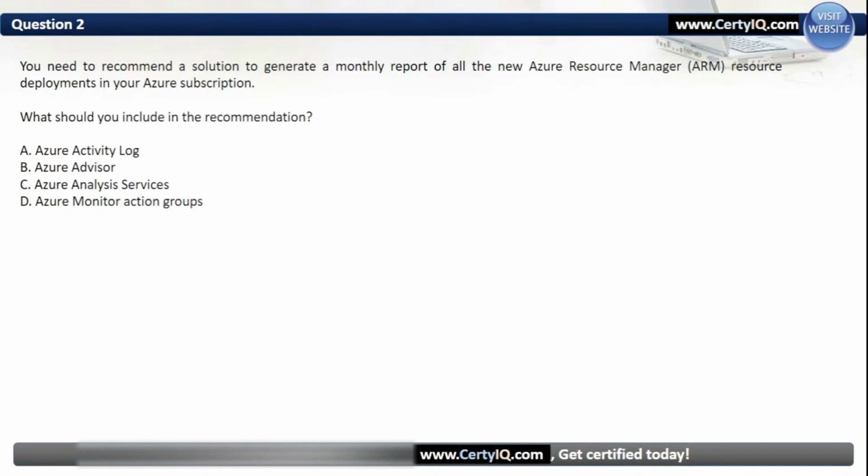Our options are A. Azure Activity Log, B. Azure Advisor, C. Azure Analysis Services, or D. Azure Monitor Action Groups. The correct option is A. Azure Activity Log.